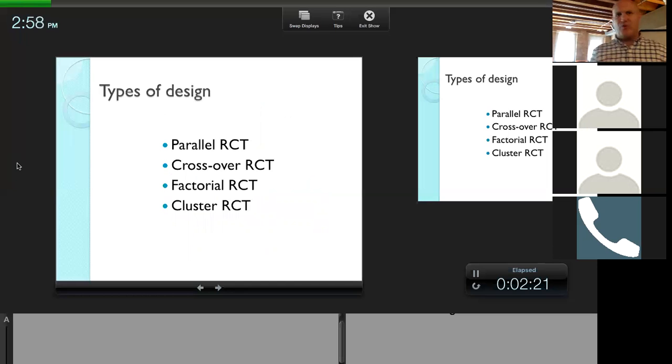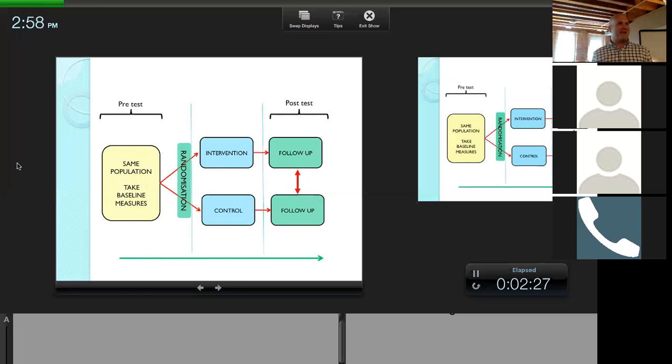Lots of different types of design of RCTs. I'm just going to go over the four key ones. The classic RCT, the one I've just shown you, is the parallel RCT. You have two groups, you might have three groups. You randomly allocate people to the groups and then you follow them over that time. But people only get randomized to one group in that instance. Yeah? So that's the classic model of the RCT.